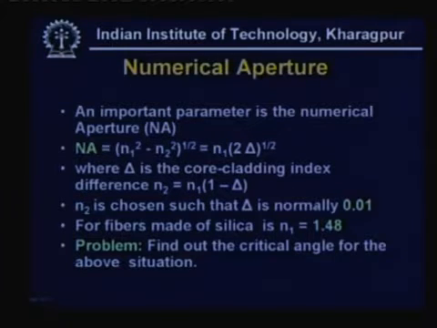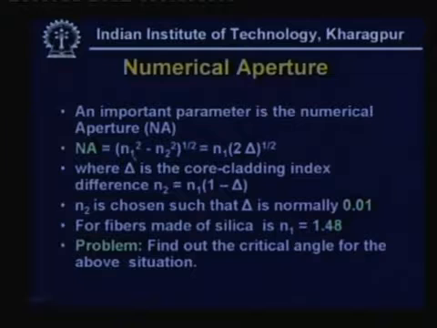Now an important parameter is the numerical aperture. Numerical aperture actually relates to the difference between the refractive indices of the core and cladding. So N1 is the refractive index of the core, N2 is the refractive index of the cladding. So this numerical aperture is square root of N1 square minus N2 square, or you can write it as N1 square root 2 delta, where delta is the core cladding index difference.